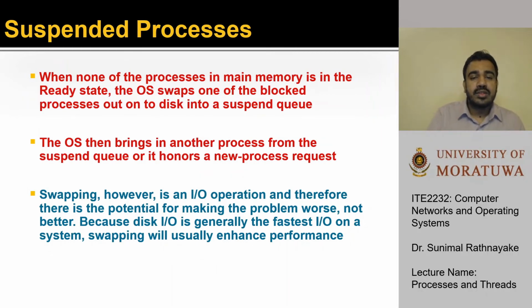When none of the processes in the main memory is in the ready state, the OS swaps one of the blocked processes out onto the disk into a suspend queue. And then the OS brings in another process from the suspend queue, or it honors a new process request. This is some more explanation of the timeline we just saw. Swapping, however, is an IO operation, and therefore there is a potential for making the problem worse, not better, because this IO is generally the fastest IO on a system. Swapping will usually enhance performance.